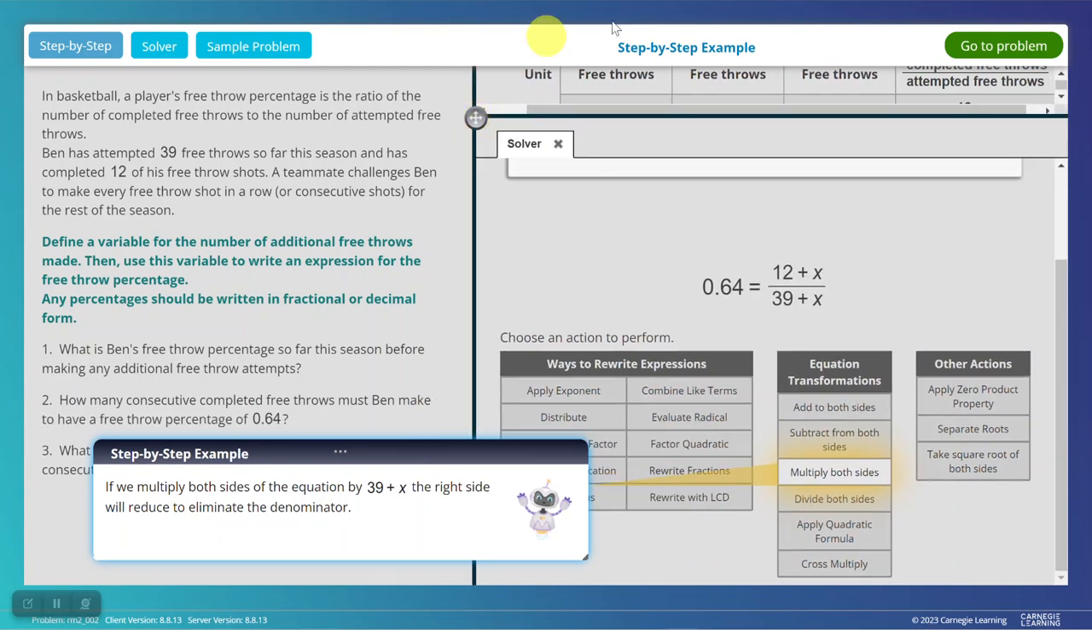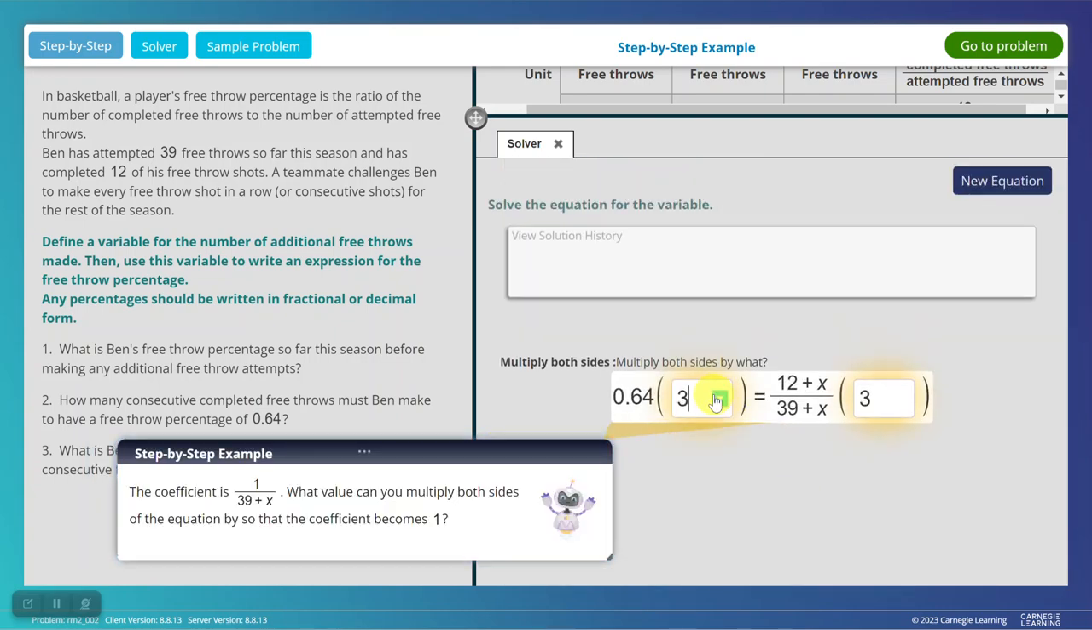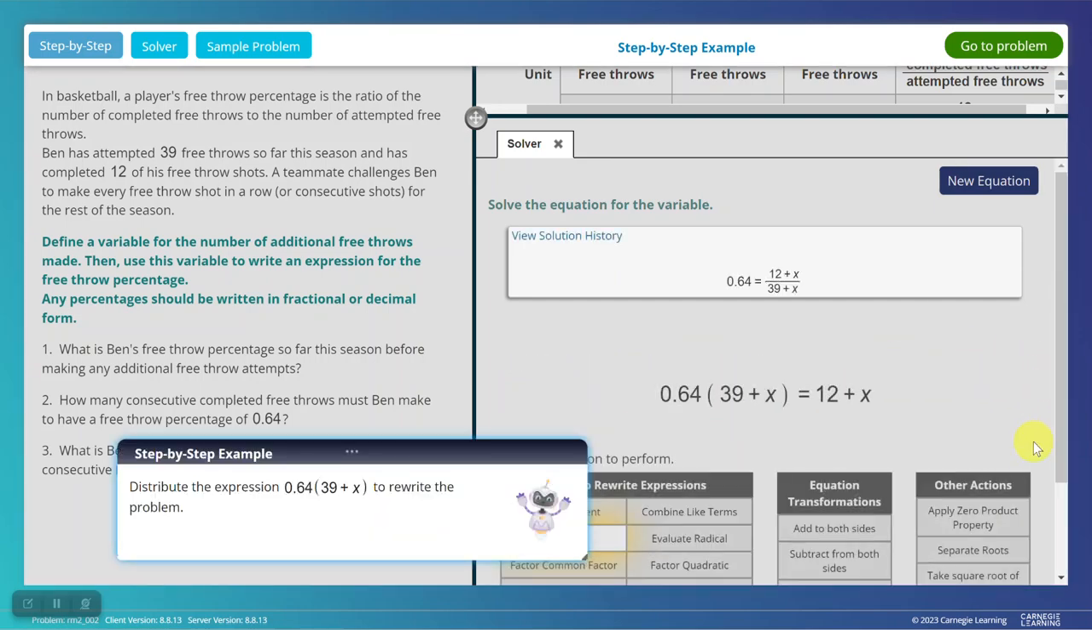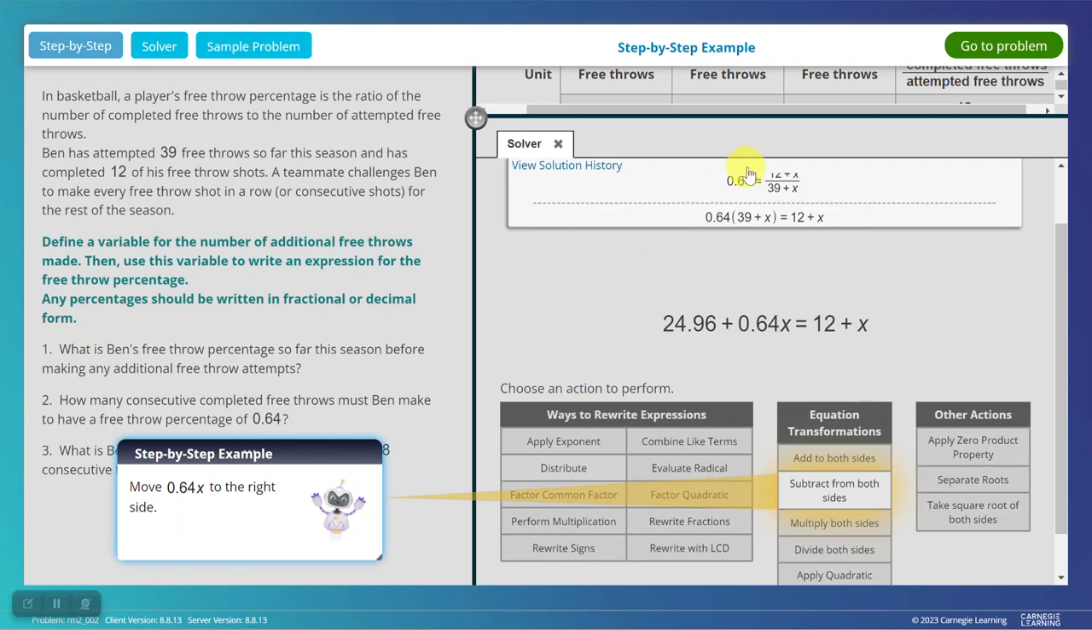Okay. So what I would do is multiply both sides by 39 plus x, because it's in the denominator, and we would want to get it out of the denominator. And that's exactly what they say. If we multiply both sides by 39 plus x, the right side will reduce to eliminate the denominator. So we're going to click multiply both sides. We're going to do 39 plus x to both sides, push enter. So then one side it cancels, and now we're going to have to do a little distribution. We're going to distribute the 0.64 to the 39 plus x.